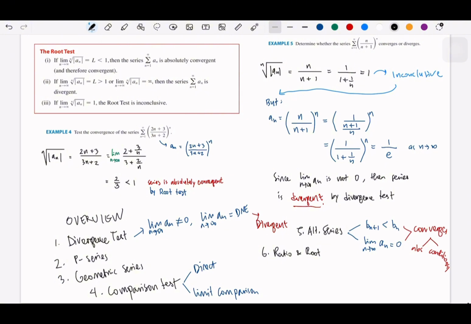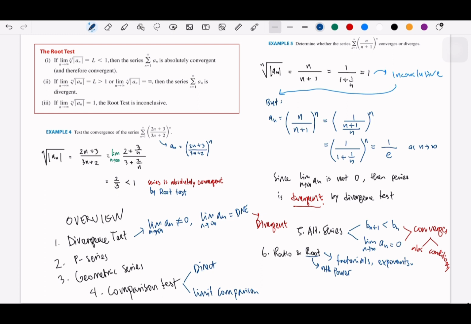So if you see any factorials or exponents, you can check the ratio test. Or if you see n power, you can check the root test.